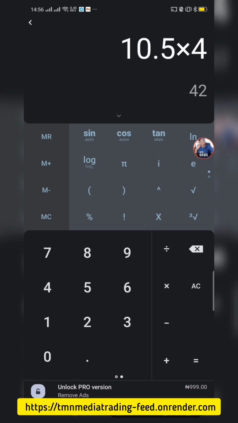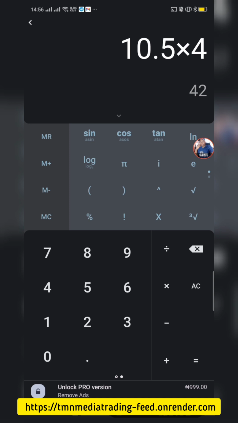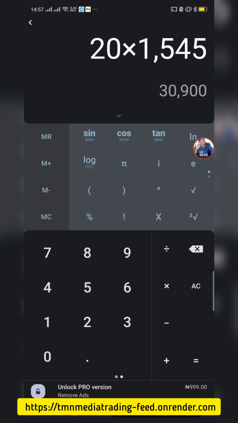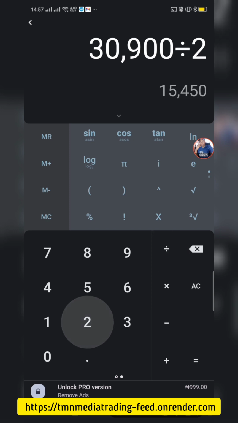Now, I need you to understand the reason why I'm using this small amount is so that anybody will be able to do it. Maybe dollar is not making sense to you, right? Let's talk about Naira. You see, $20 right now, multiplied by, I think when I got it was around 1545 now, okay? So let's say this is $20. I need you to understand, this is $20. Now, I divided it by 2.